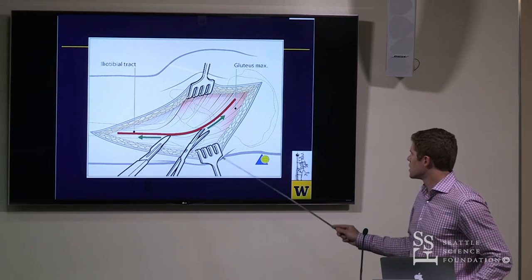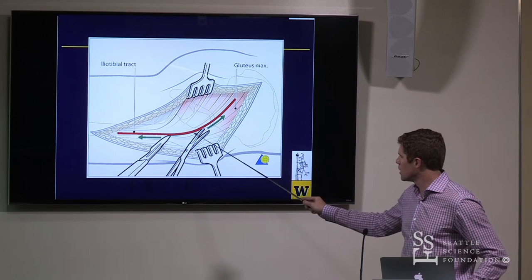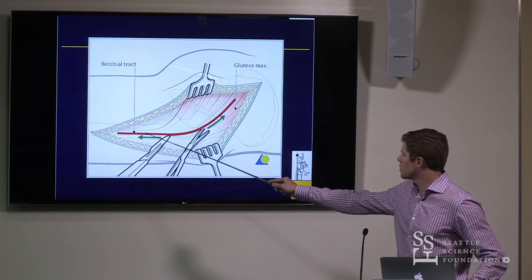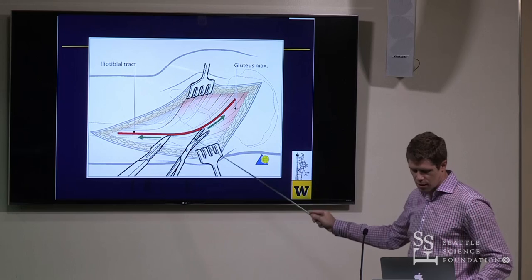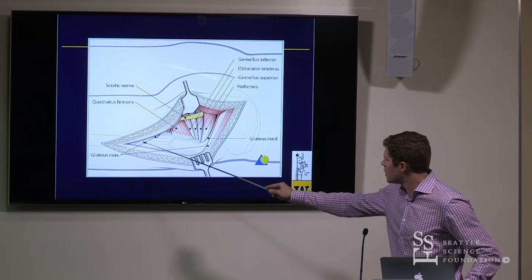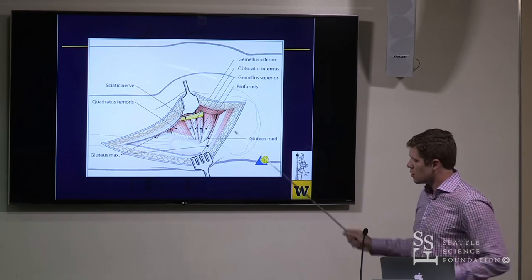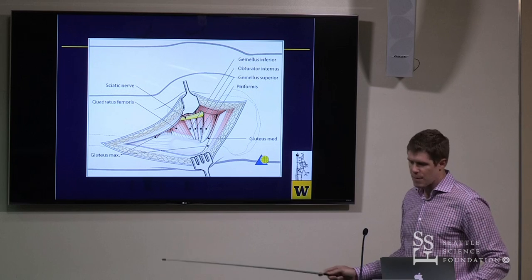Come through the skin and subcutaneous tissue. You're identifying the fascia of the gluteus maximus proximally and distally the IT band. Those are both incised sharply to expose the underlying structures. Now the IT band is split. The gluteus maximus fascia is incised, and then you bluntly dissect the gluteus maximus up.